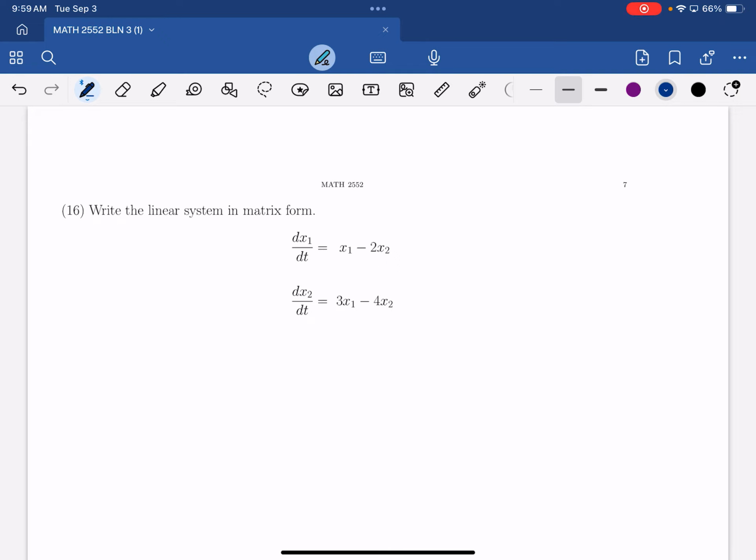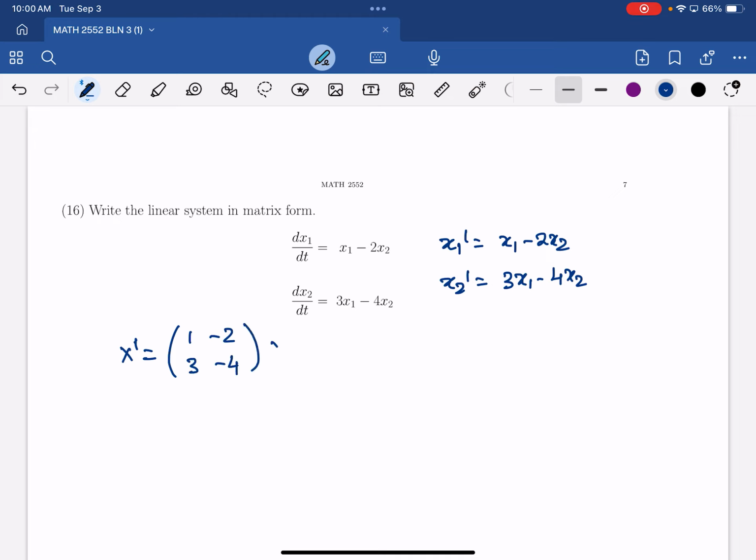Okay, in here you get x1 prime is going to be x1 minus 2x2. x2 prime is going to be 3x1 minus 4x2. Do you agree with me on that? So now using this, I can write this as x prime is going to be the matrix 1, negative 2, 3, negative 4 times x, where my vector x is x1 and x2, and my x prime is x1 prime and x2 prime. Do you agree with me on that?